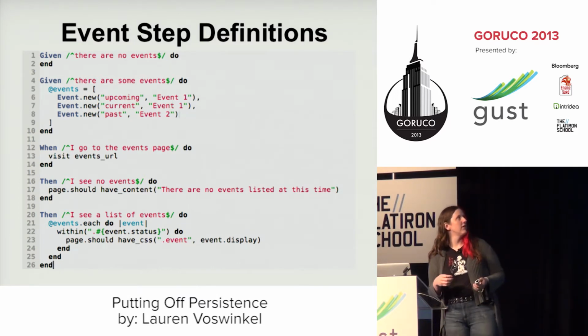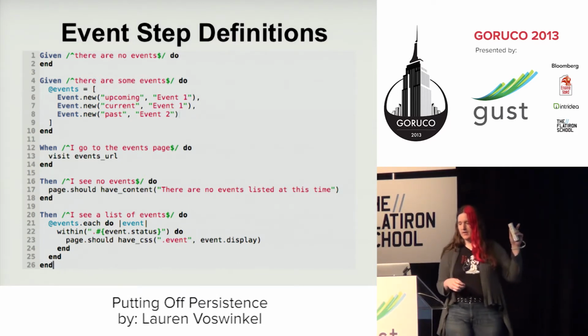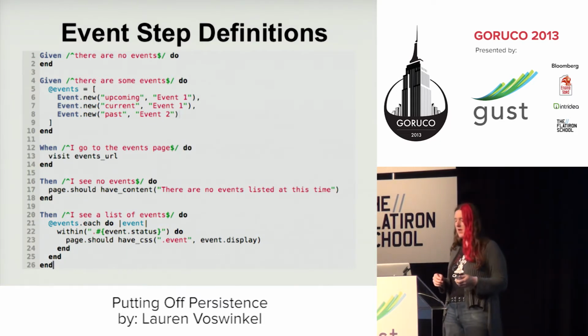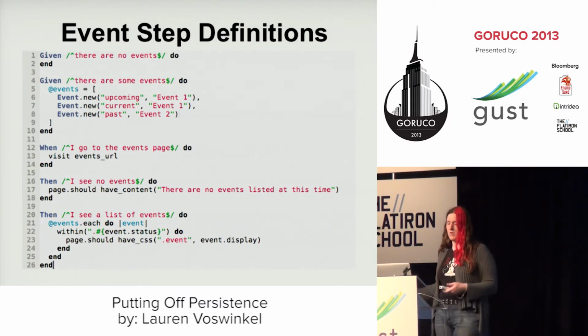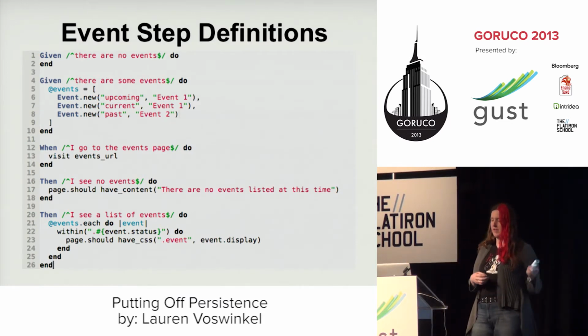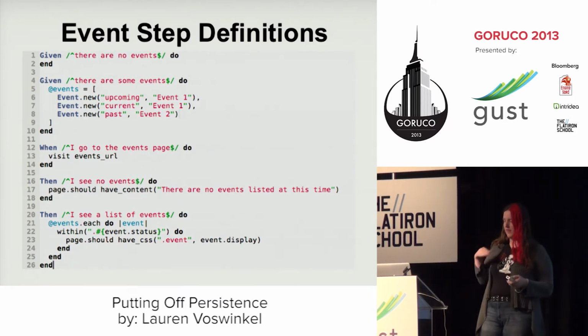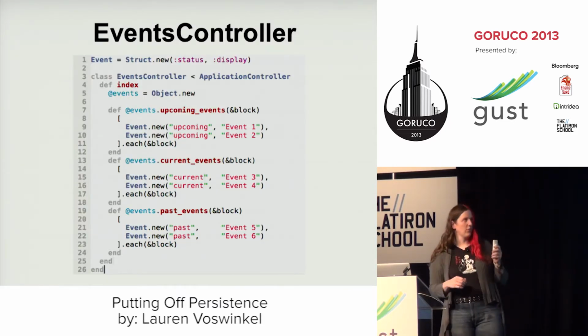Very, very basic. Defining events in the there are some events definition, and visit the URL. The page should have content of there are no events listed at this time. All very basic behavior-driven development, simple steps. This is where it gets interesting.